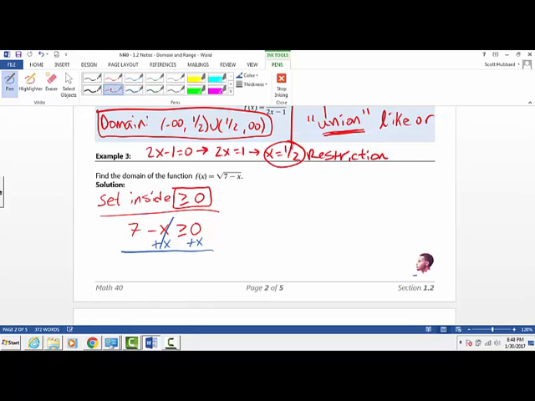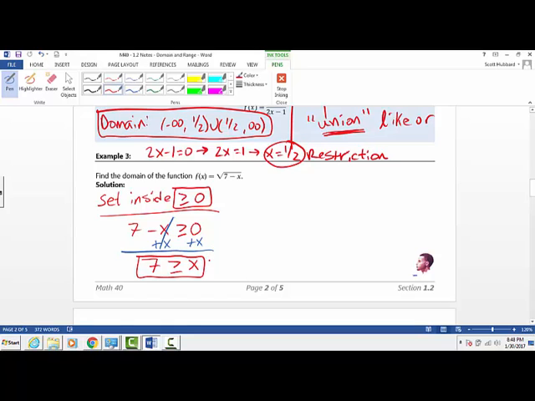Cancels out. And then you're left with 7 is greater than or equal to x. Now that might be hard to read or to understand what that means. 7 is bigger than or equal to x. Well, what does that mean?